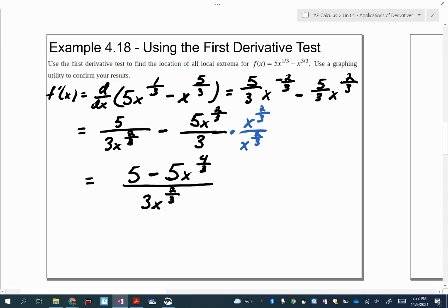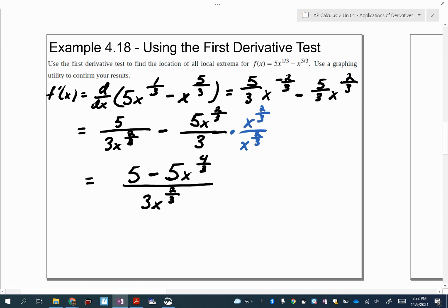All right, so this is it. You could keep going if you wanted to. I know the book factors out the 5 in the numerator. It's your choice, right? We can do that when we solve. But ultimately now I need to figure out what makes this derivative equal to 0 or undefined, because that's going to be where my critical values are.